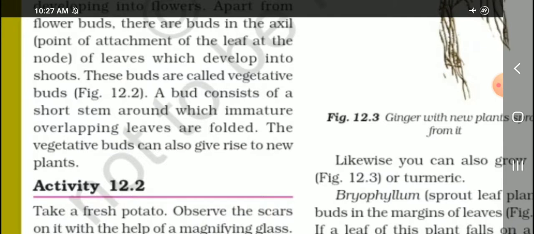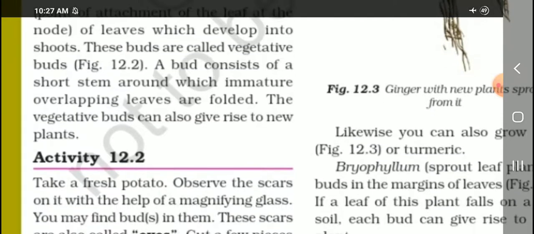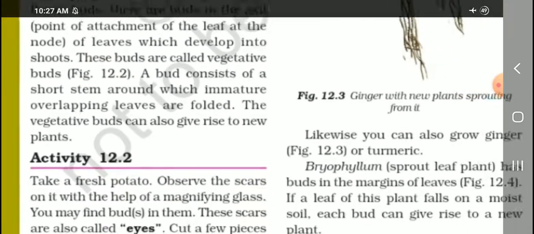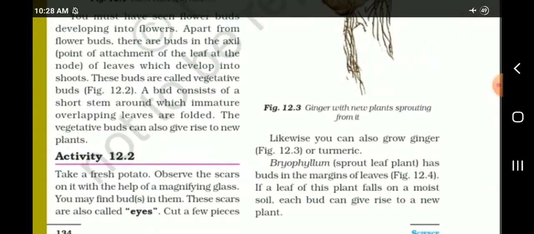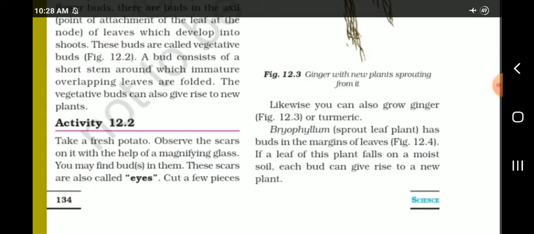A bud consists of a short stem around which immature overlapping leaves are folded. The vegetative buds can also give rise to new plants. Okay, see the next activity, students.